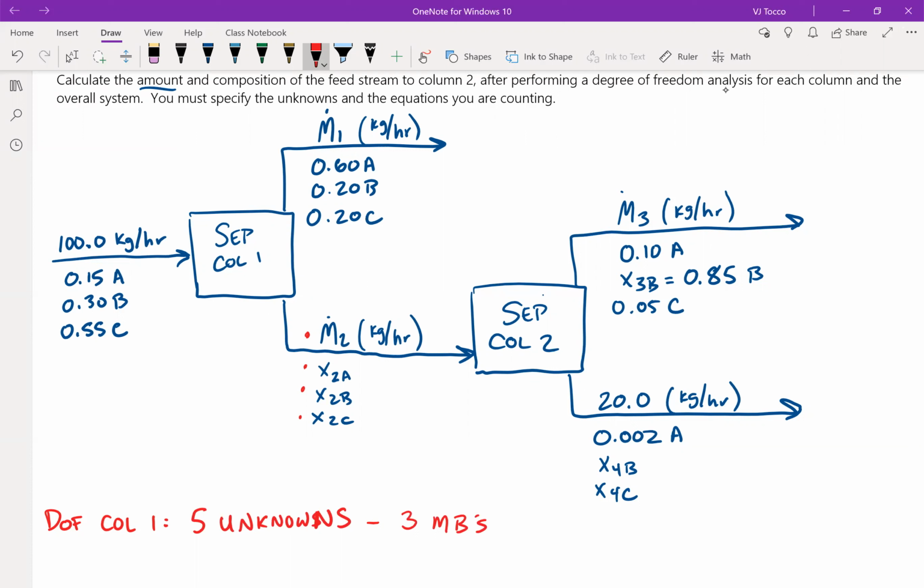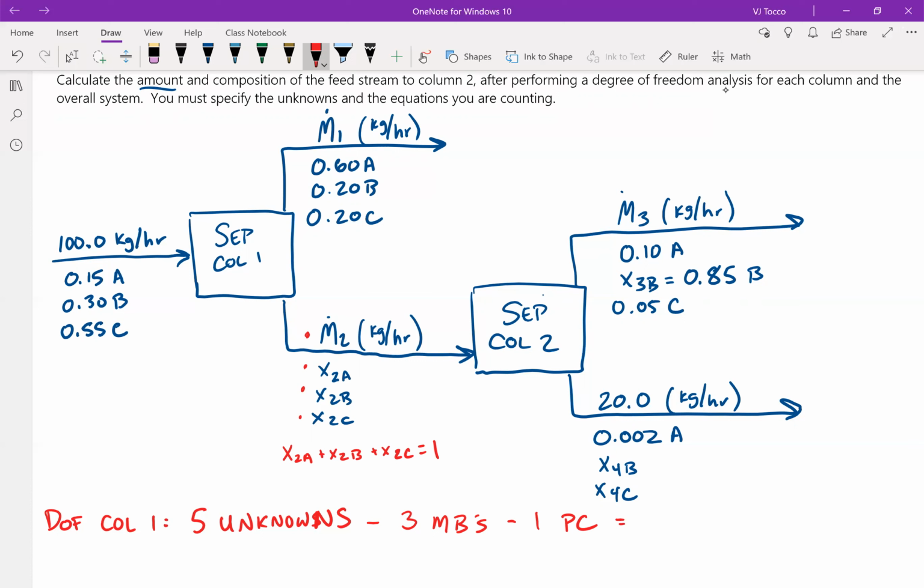And because I counted X2A, X2B, and X2C as unknown, I have an equation that we call the physical constraint in MEB that says the sum of these 3 must add up to 1. So this is an equation I could write. We call that a physical constraint. So minus 1 PC is another equation that we could write.